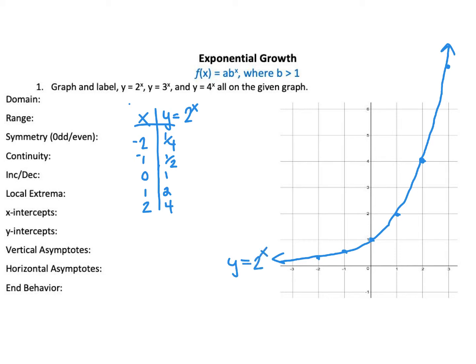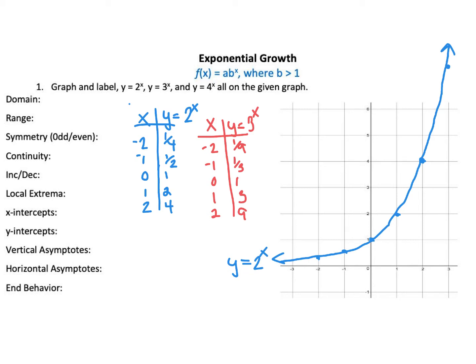Let's now look at how it changes if I have y equals 3 to the x power. I'll do this one in red. So 3 to the -2nd would be 1/9. To the -1st would be 1/3. To the 0 would be 1. To the 1st power would be 3. To the 2nd power would be 9.